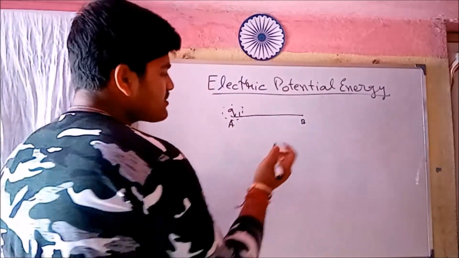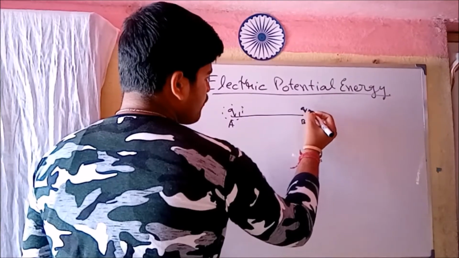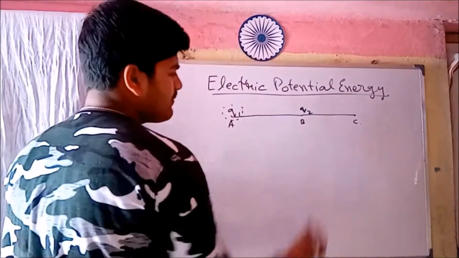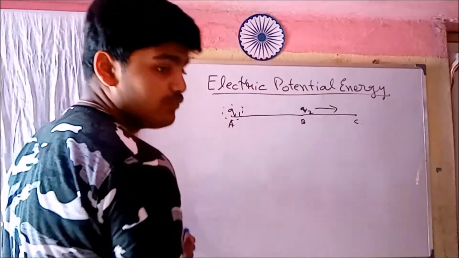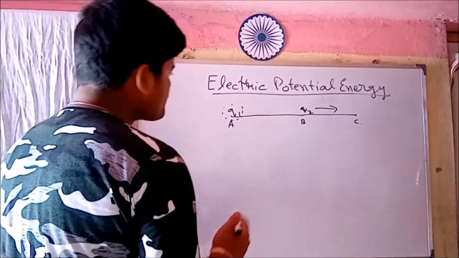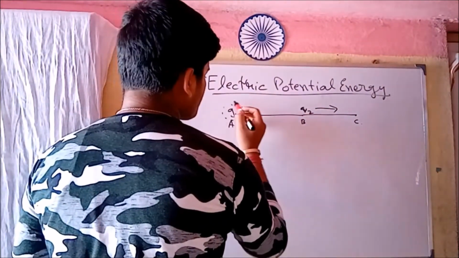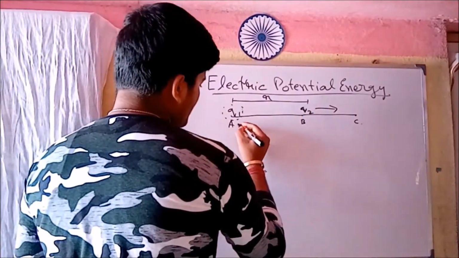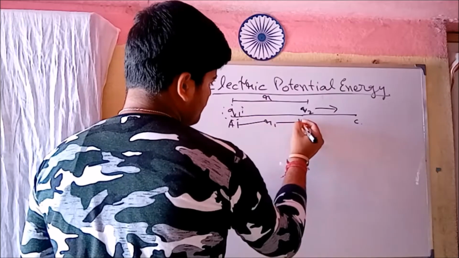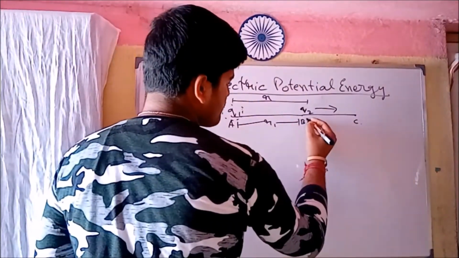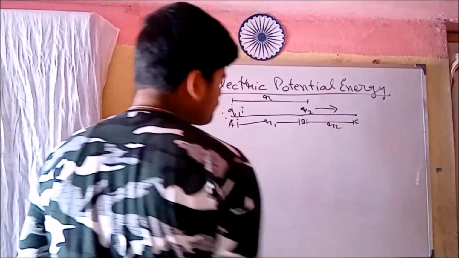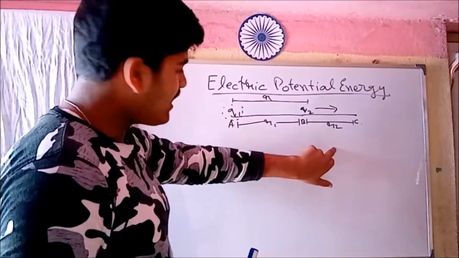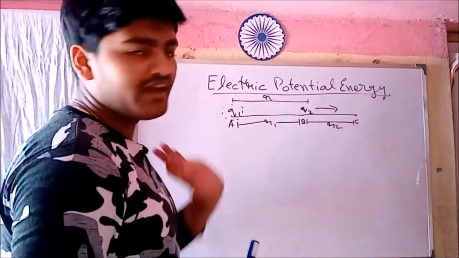So if we take the charge Q2 from B to another point, say C, then what will be the result? Suppose the distance from Q1 to Q2 is R, the distance from A to B is R1, and the distance from B to C is R2. So we get the total distance from A to C as R1 plus R2, and the distance between the two charges Q1 and Q2 as R.